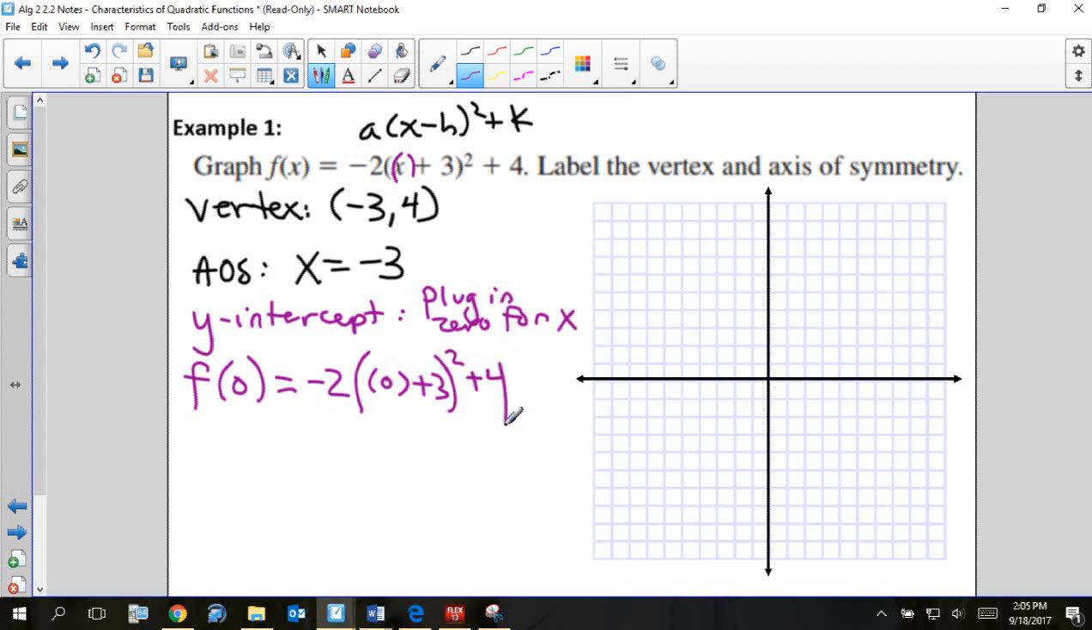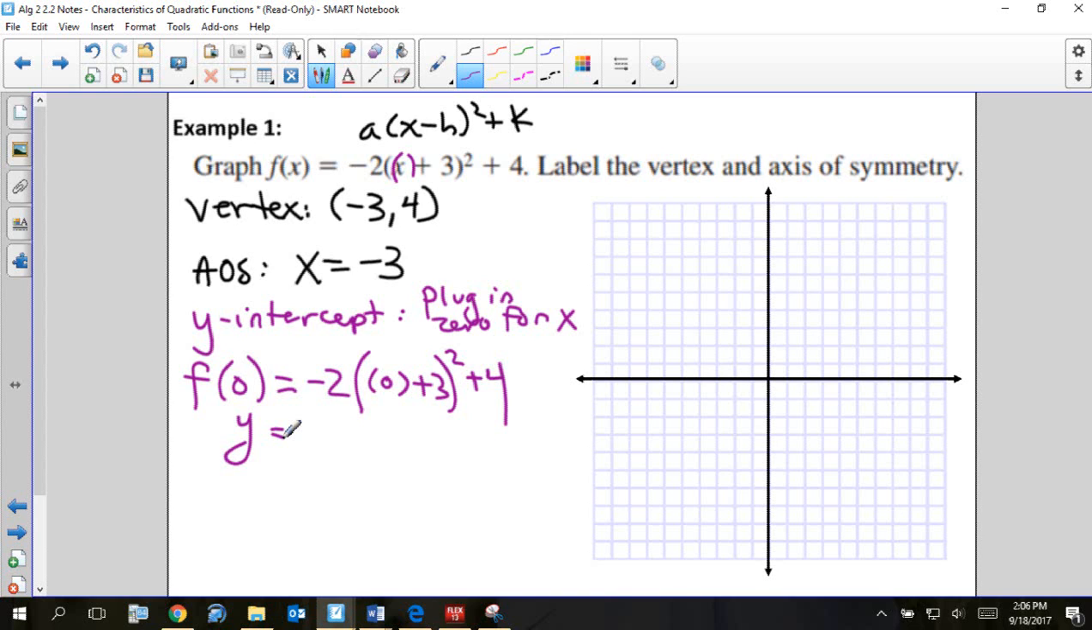Wherever I see an x, I made it 0. And then on this side, f of 0, that's the same thing as y. That is the same thing as y over here. It's just when x is 0, what is y? So on this side, on the right side, that's the only side I do anything to. I just have to find what that number is. So order of operations, what do we do first? Parentheses. So inside parentheses, 0 plus 3.